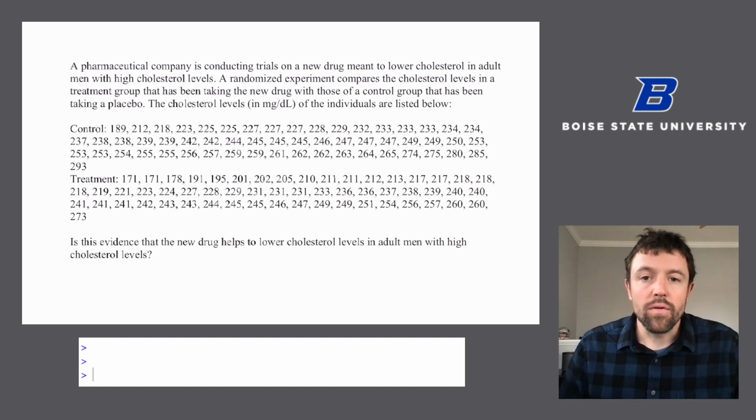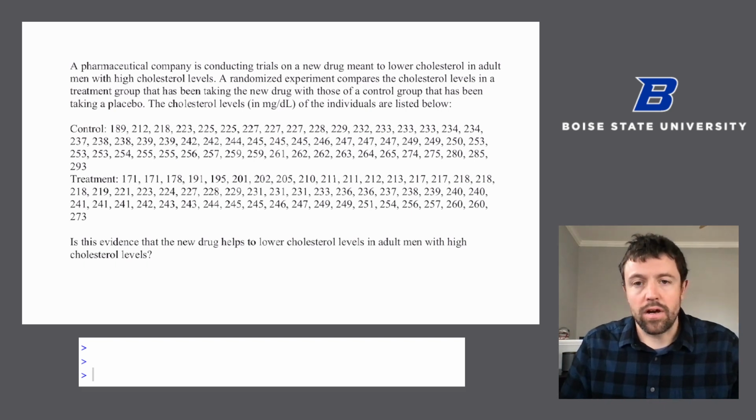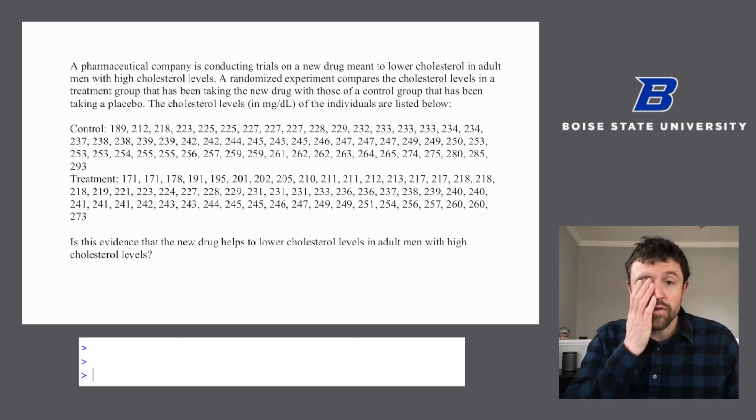The reason that I go over this is that if you're only given summary statistics, sample means, sample standard deviations, you can't use RStudio directly to make these computations. All right, so let's look through our example.